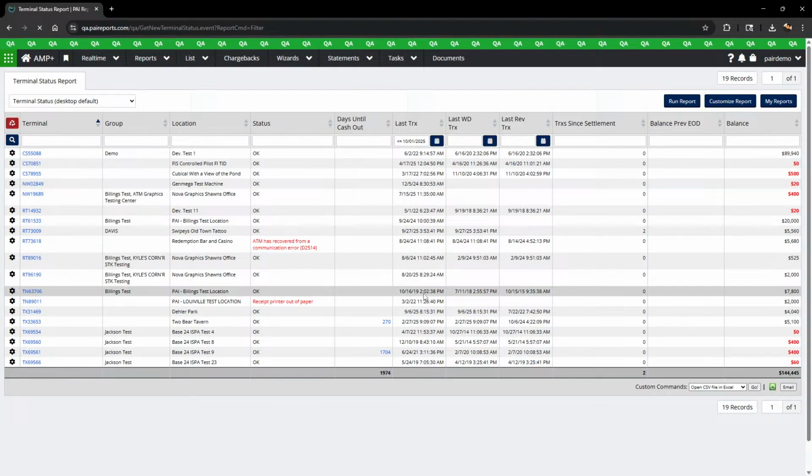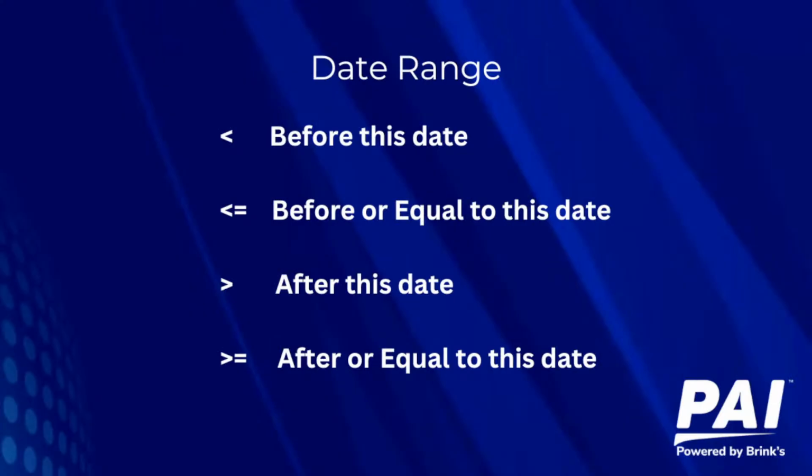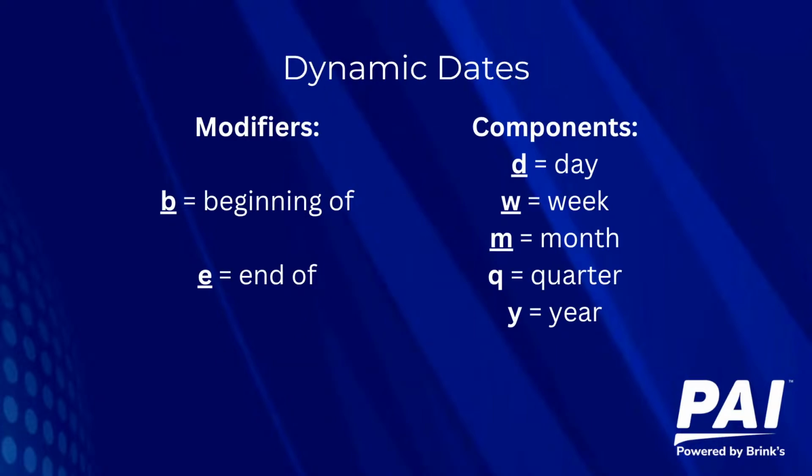So that is a way that you can do open-ended date ranges. And again, here is what they mean. Less than means before this date. Greater than means after this date. So what other options do we have? What I'm calling dynamic dates.